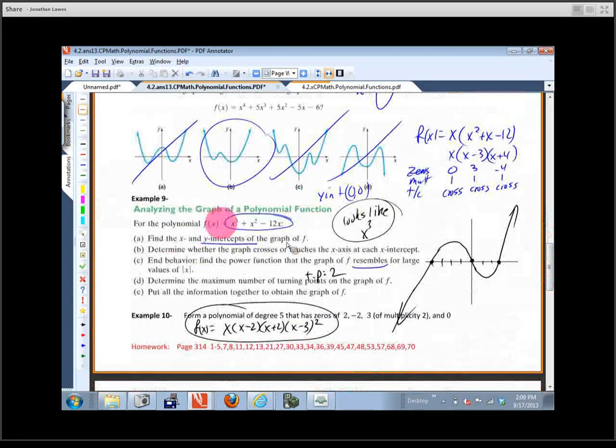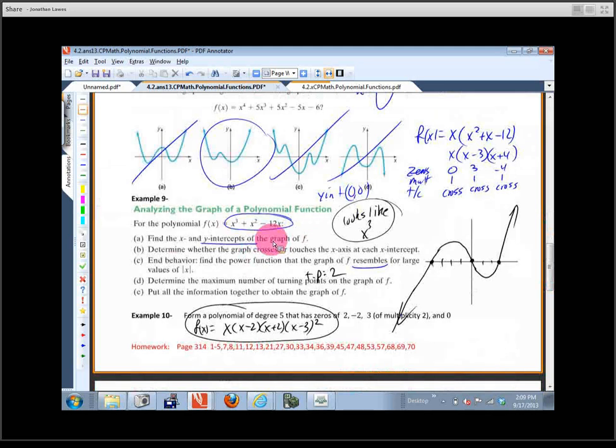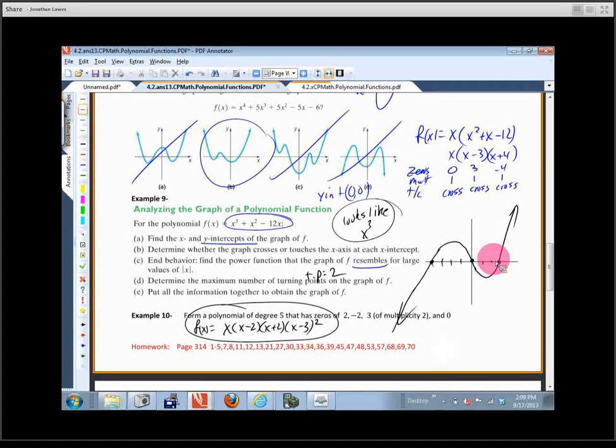Then we went through and did this one right here that we had to factor and do stuff like that with. And we came up with this graph. And then we did example 10. We came up with a 5th degree polynomial that had those 4 zeros, one of which had a multiplicity of 2. So the x minus 3 was the only one that was squared.